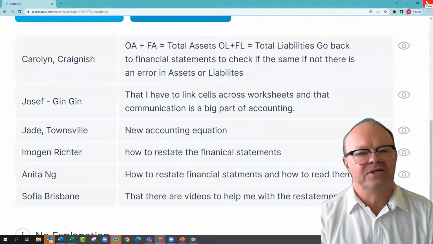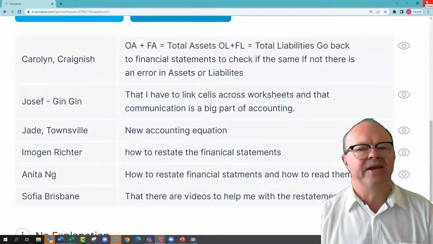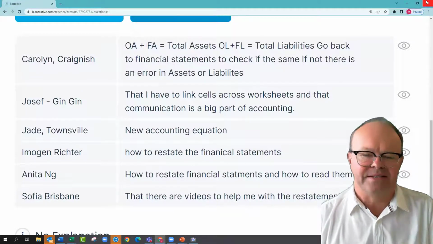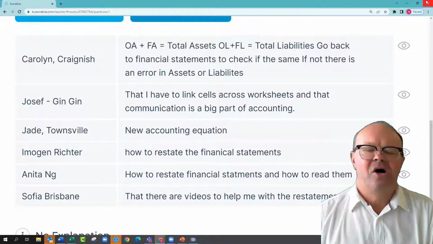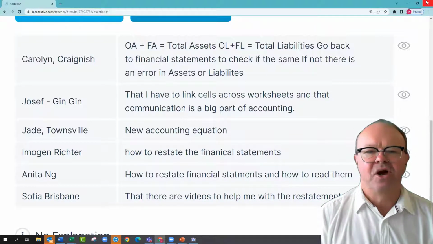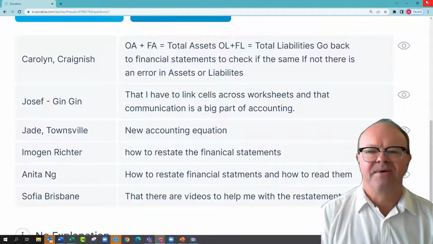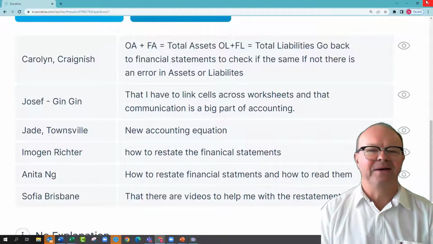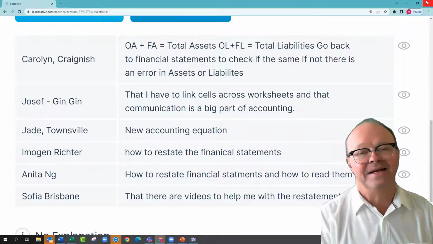Carolyn Craignish: operating assets plus financial assets equals total assets. Operating liabilities plus financial liabilities equals total liabilities. Go back to financial statements to check if it's the same. If not, there is an error in assets or liabilities. That was the most important thing you learned today, Carolyn.